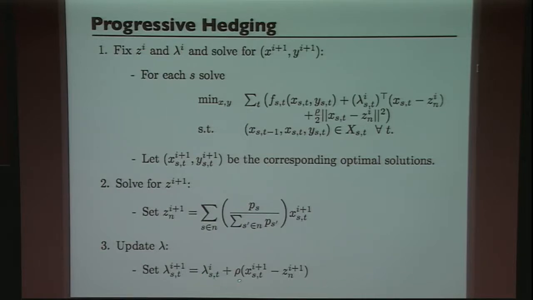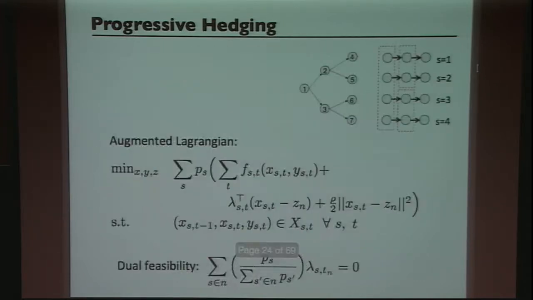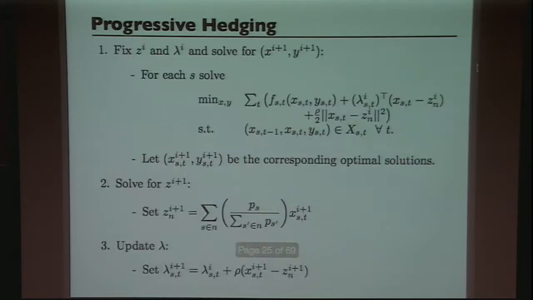So here, you update: you take your previous lambda, and you take a step of rho in the direction of the subgradient of this Lagrangian function. Remember, if this is a function of lambda, this is the coefficient, the residual. You just need to update. You take that subgradient step.